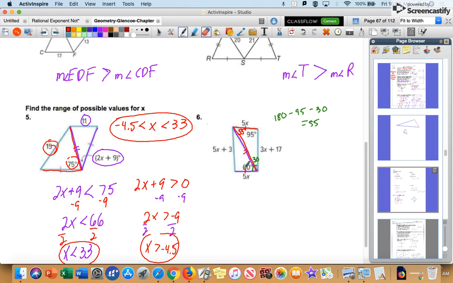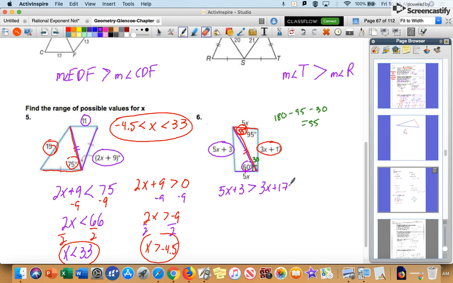All right, so let's relate our pieces together. So 60 is related to the 5x plus 3 as the opposite side, and the 55 is related to the 3x plus 17 piece over here. All right, so we know the angles, and so now we should be able to relate the sides together. This time we've got a couple of expressions. So we'll notice that the 5x plus 3 is across from the bigger angle than the 3x plus 17. So therefore, 5x plus 3 is greater than 3x plus 17.